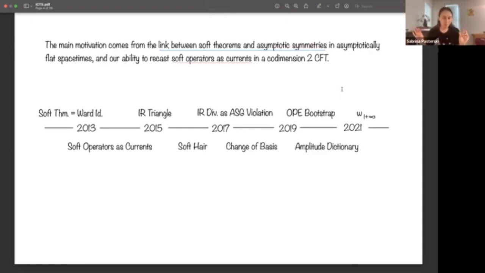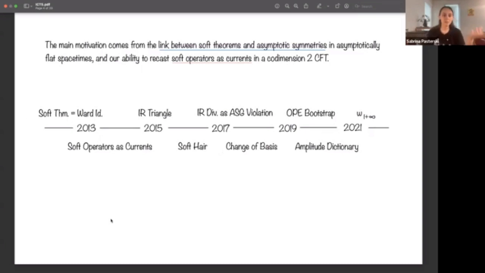Now, the main motivation for this program, because it's been developed over some time and we have some people in the audience who have worked on this stuff, is this timeline where one of the first results identifies a connection between soft theorems and Ward identities. So one of the computations I'll present today, the first of the two papers, is actually revisiting that first motivation in hindsight of this change of basis that we're doing.